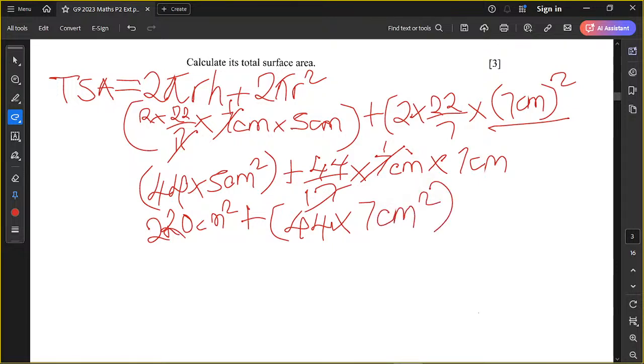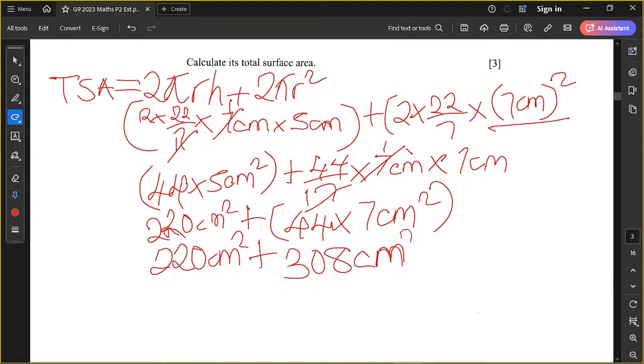Okay, then we evaluate that, 7 times 4. Let me write this first: 220 centimeter squared plus, then 7 times 4 will give us 28, so we write 8 carry 2. 7 times 4 again will give us 28, plus 2 will give us 30, so is that 308 centimeter squared? I don't know if my calculations are wrong, but that's what I found.